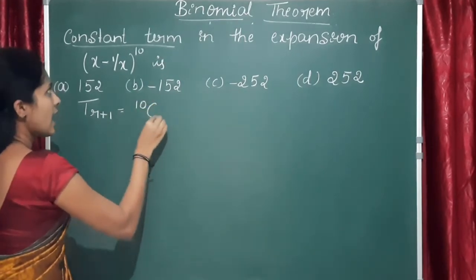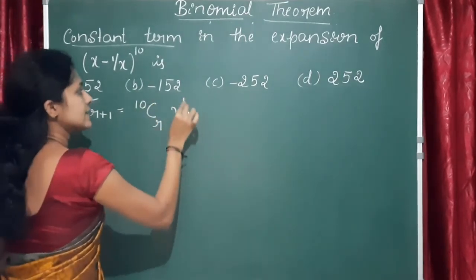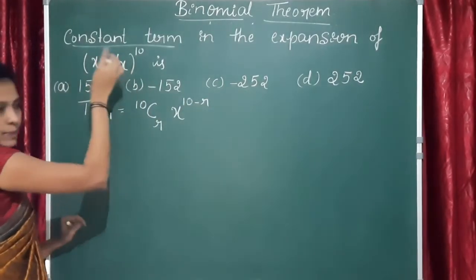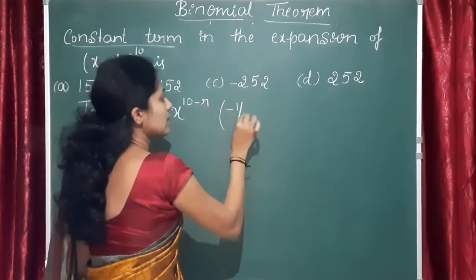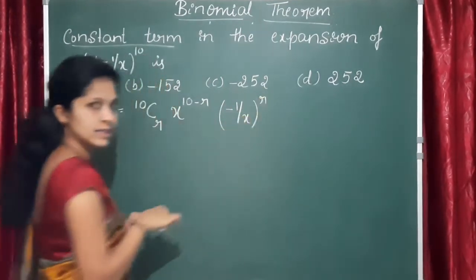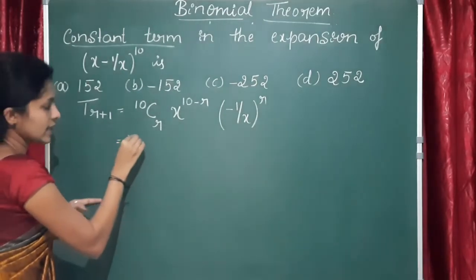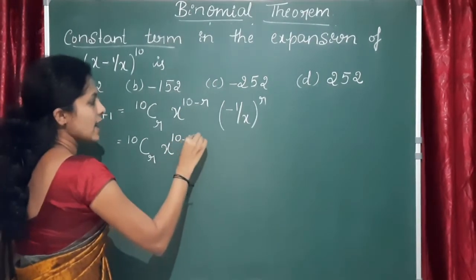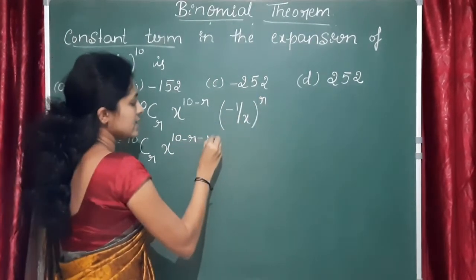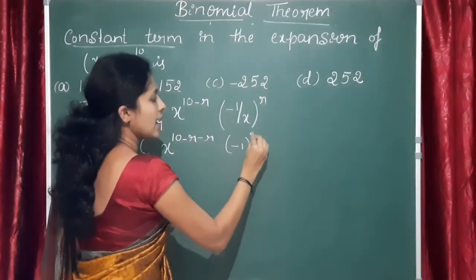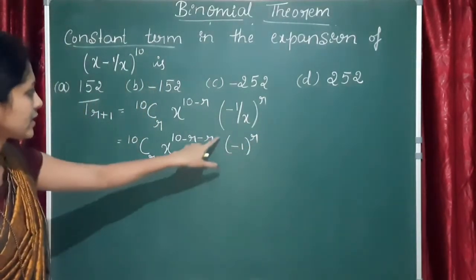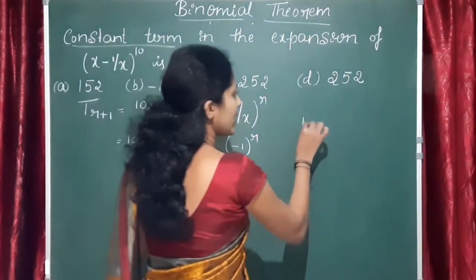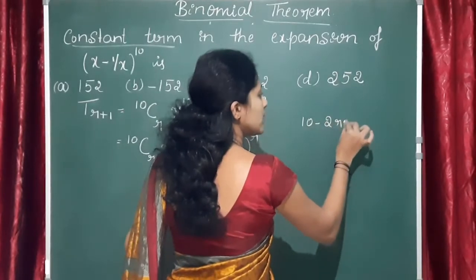10Cr x to the power 10 minus r. Here, in the place of b, we will have minus 1 by x, so (minus 1 by x) whole to the power r. So this will be equal to 10Cr x to the power 10 minus r, and here one more r is there, x to the power minus r, into (minus 1) to the power r. So we are finding the term independent of x or the constant term. So the power of x should be equal to 0. So I can write 10 minus 2r should be equal to 0, right?